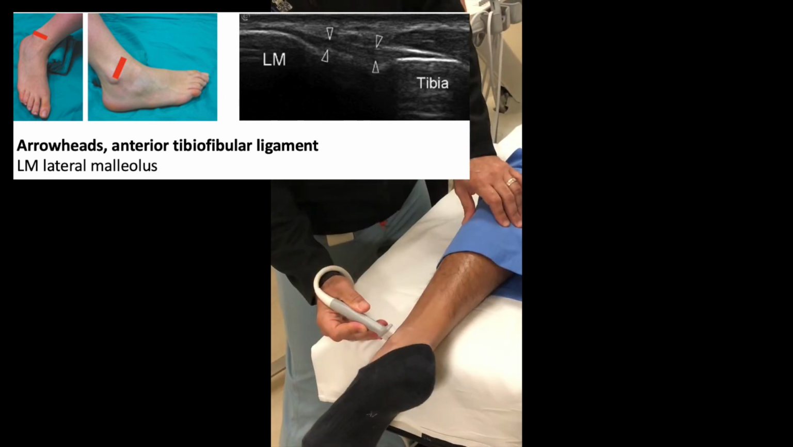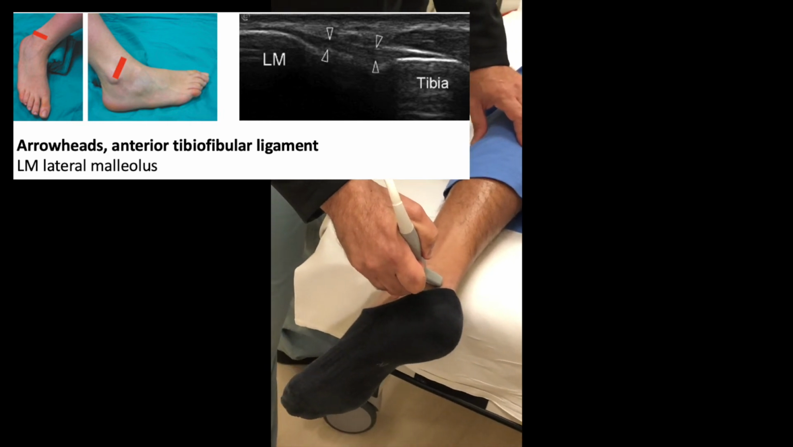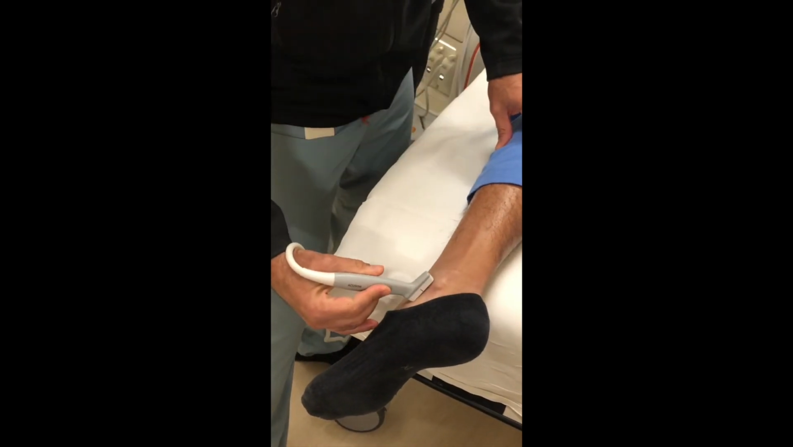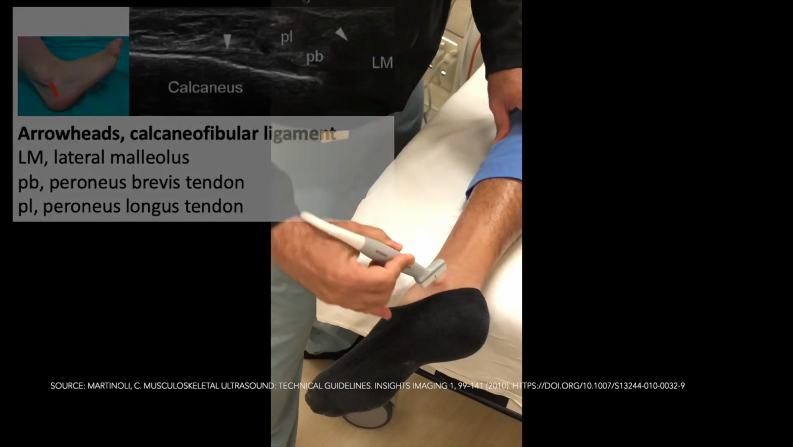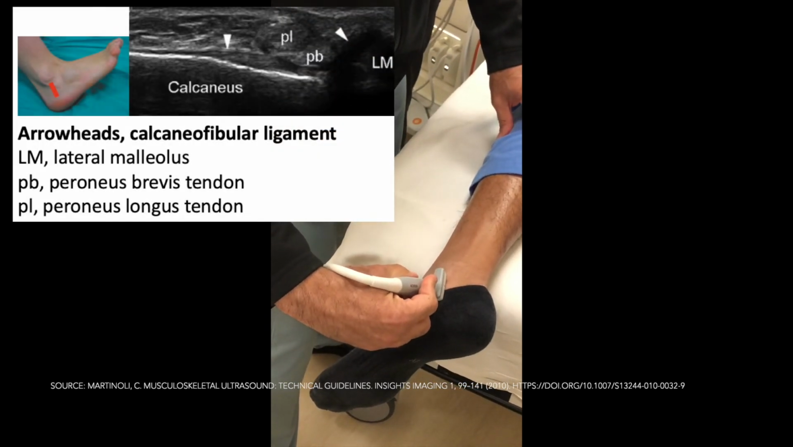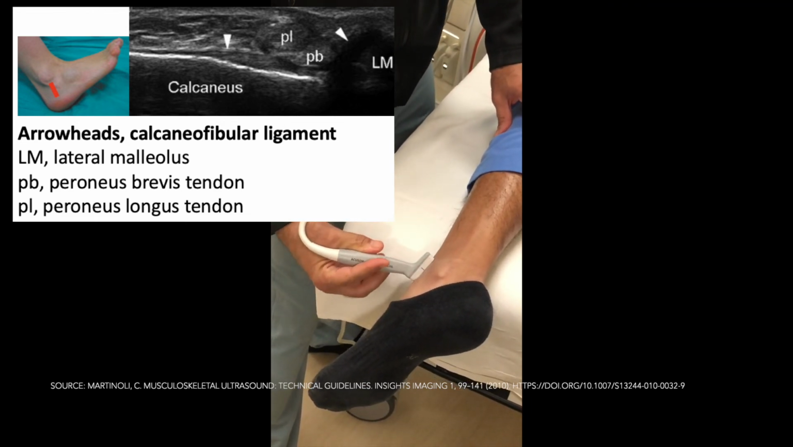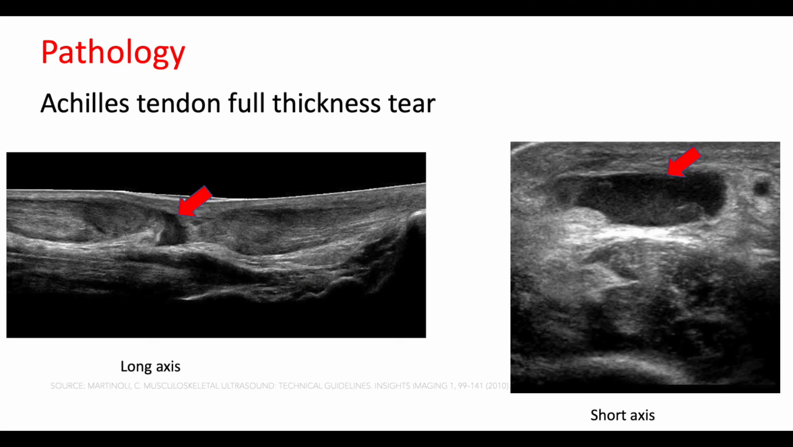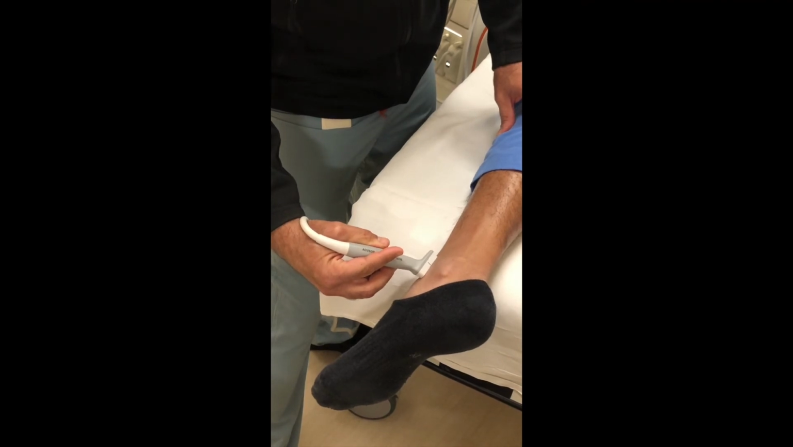We will evaluate the anterior and posterior inferior tibiofibular ligaments, the anterior and posterior talofibular ligaments, and the calcaneofibular ligament. We will look to the anterior lateral gutter of the tibiotalar joint to detect the presence of a tibiotalar joint effusion.